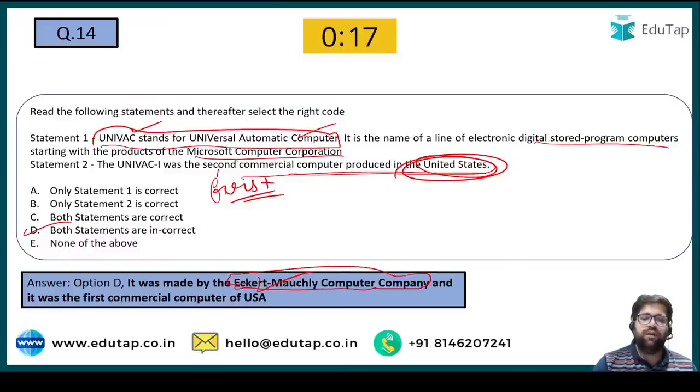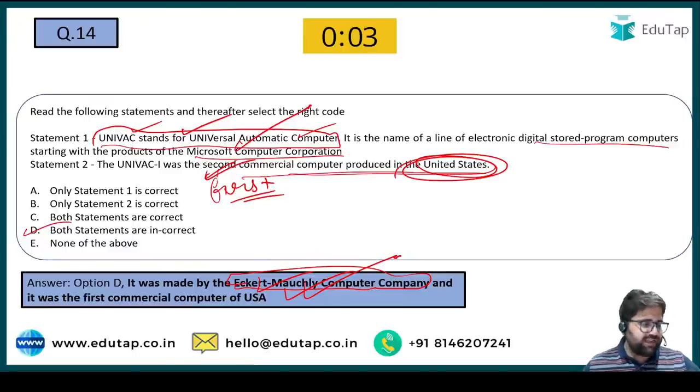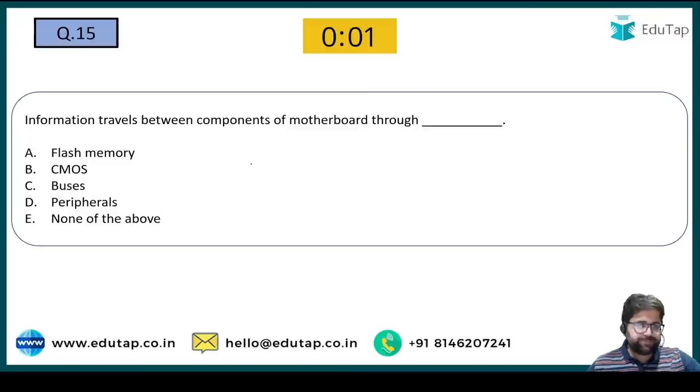Very important note, please remember that UNIVAC is a very important component when it comes to the history of computers. Remember the formula, remember the institution who gave it. At the same time, remember it was the first commercial computer which was produced in United States. So I can see Megha is going with the right answer. Question number 15. Akash, this was produced with IBM. Okay, so the main idea was of those people only, but it was produced with the IBM corporations.